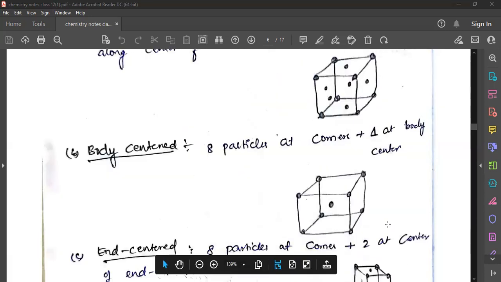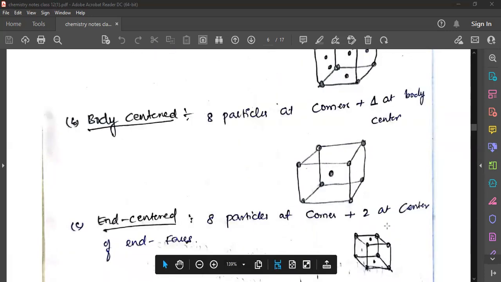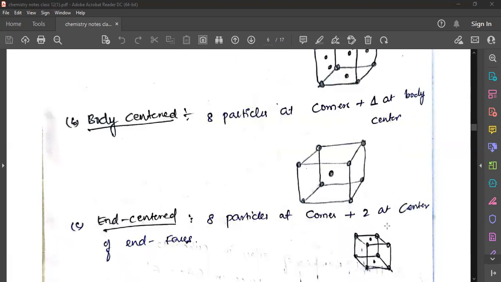The next one is the body centered. Body centered means atoms will be there at all the corners, 8 atoms at the 8 corners. Along with that, one atom will be there at the center of the body. Can you understand the diagram part? Yes, sir. This is a body centered. Body centered means 8 atoms at the corners and one atom at the center of the body.